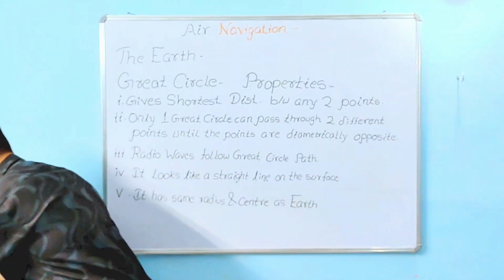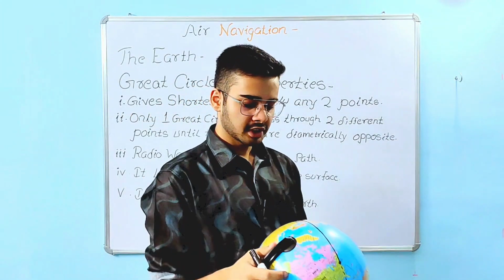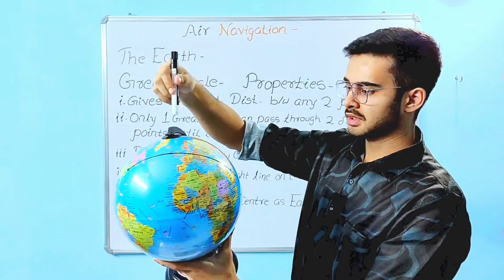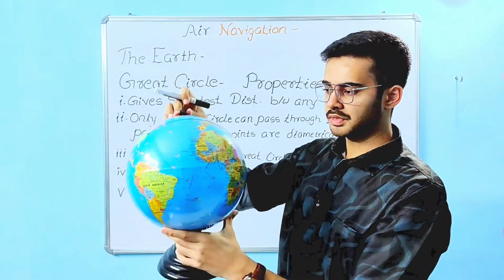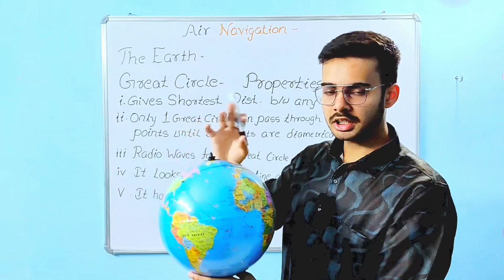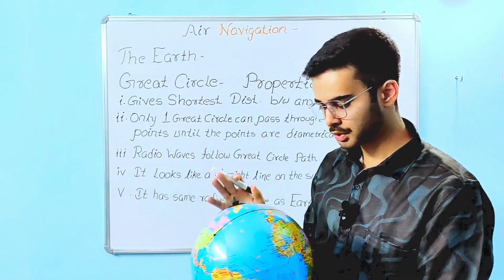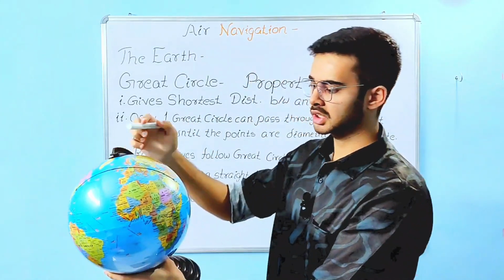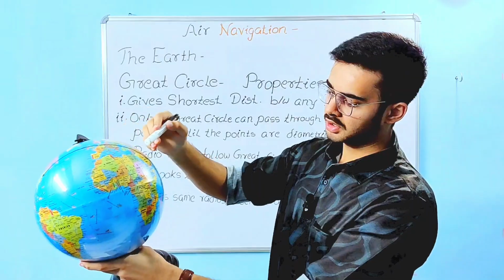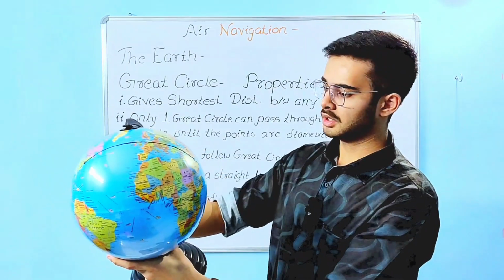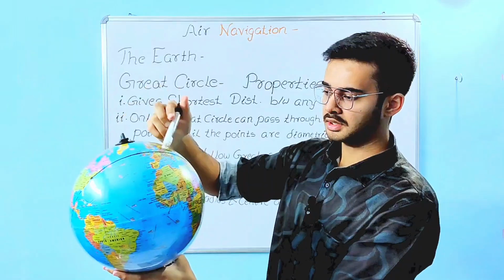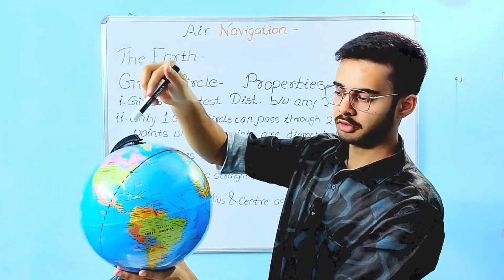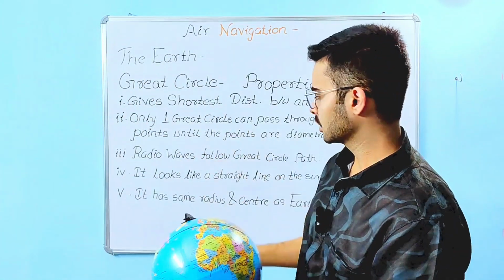But if I took 2 diametrically opposite points, like say this, the North Pole, and second point, the South Pole. So if these were my 2 points, an infinite number of great circles could have passed through them. For example, the meridians. The meridians pass through both of them, and the anti-meridian returns. So this is also a great circle. Like this, an infinite number of circles could have been formed. So this is the meaning of the second point.